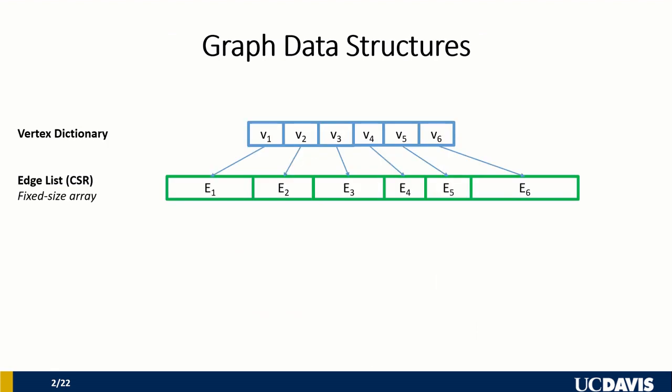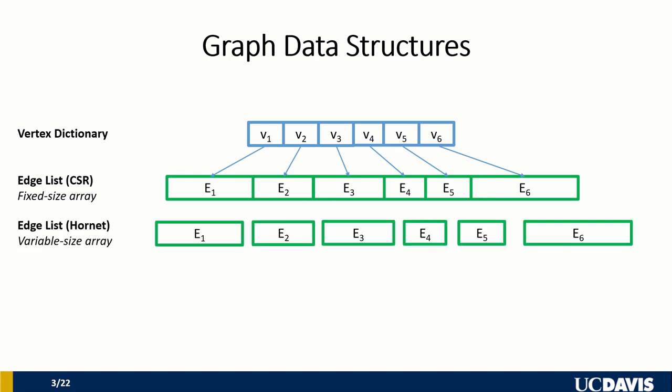Now I will give a brief overview of the current GPU graph data structures. Typically we have a vertex dictionary, and for each vertex we have a pointer to its own adjacency list. In CSR, or compressed sparse row format, all of the edges are compacted and stored inside a fixed size array. This is the most compact form, but if we need to update the graph, we have to rebuild the whole data structure from scratch, which is not practical when it comes to a dynamic graph problem.